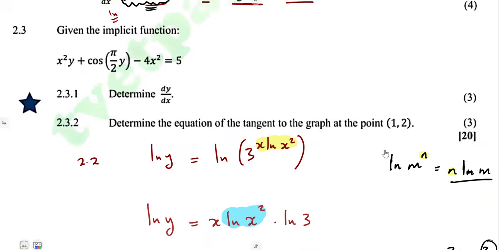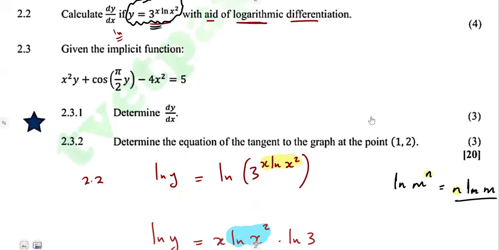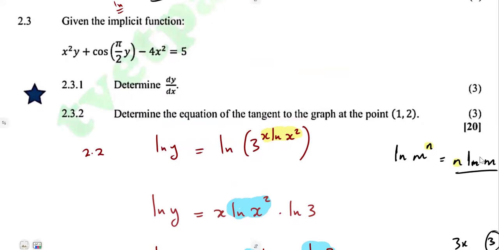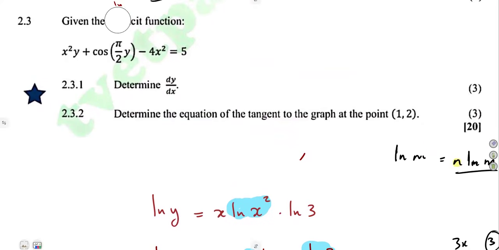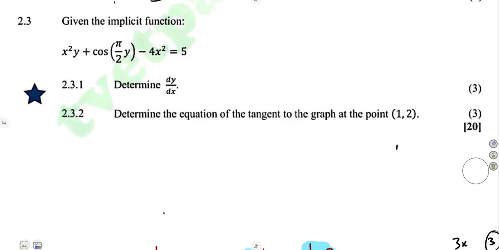Let us move on to another question, which was now 2.3, the implicit function. All right, we also have this one, I think, as an introduction. So go through the introduction, guys. Understand all the basics. You need to know all the basics.